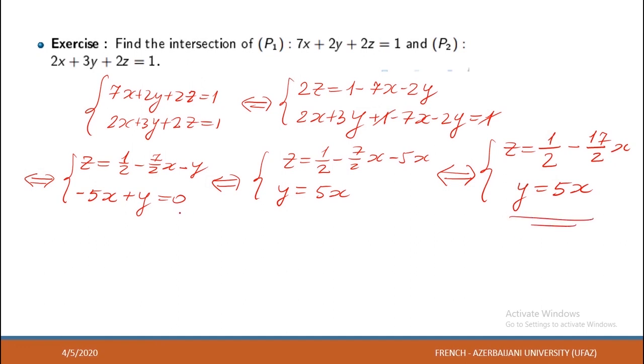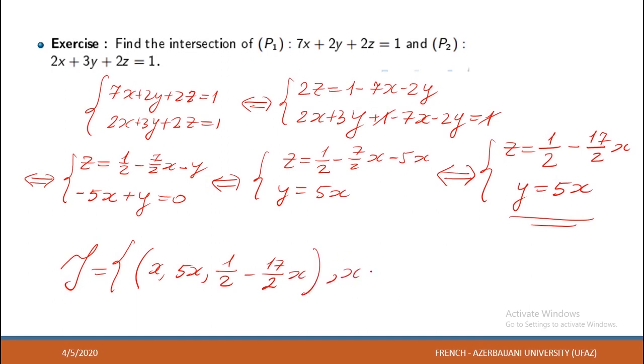If you want to write the solution of this system, the solution will be the set of x, 5x, 1 over 2 minus 17 over 2 x. Here x is any real number.